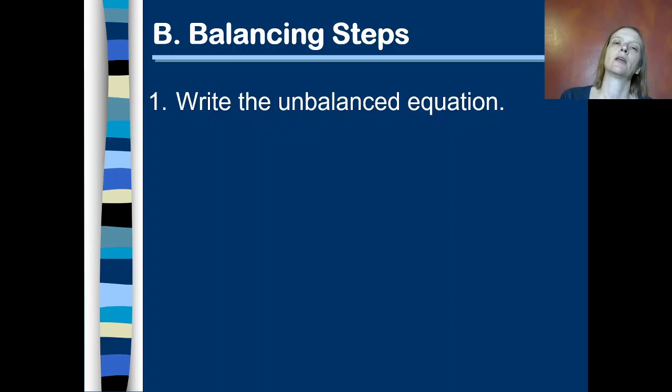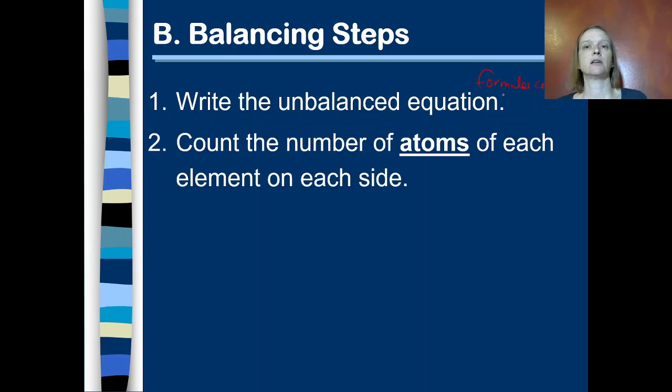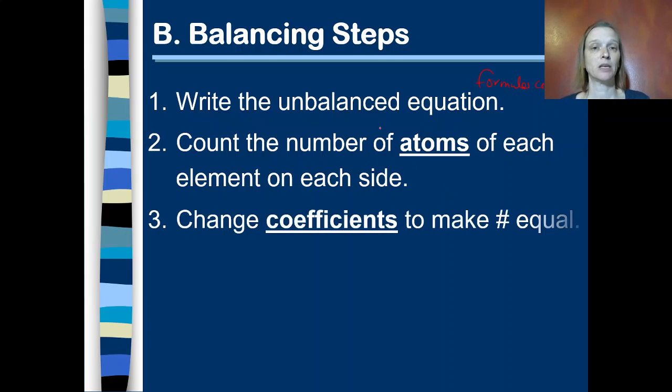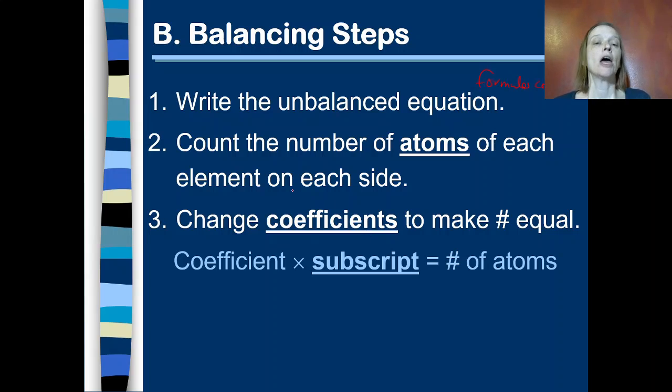So, how do we write a balanced equation? Step one is to write the unbalanced equation. Make sure all of your formulas are correct. Next, count the number of atoms of each element on each side of the equation. Then, change the coefficients to make the number of atoms on each side equal. It's important when you've got subscripts to remember that you're going to have to multiply the coefficient times the subscript to figure out the number of atoms.